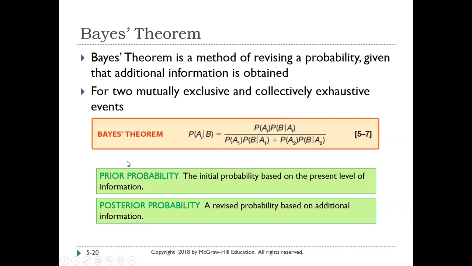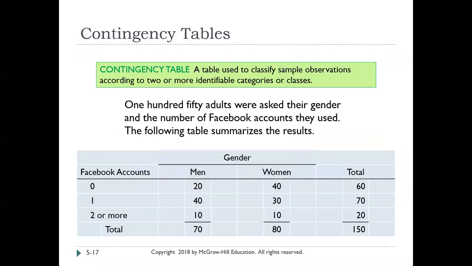And we have 2 definitions here. We have prior probability, which is the initial probability based on the present level of information, and then a posterior probability, a revised probability based on additional information. So for example, our prior probability is what's the probability that someone is a male, and then our posterior probability is what's the probability that someone is a male given they have no Facebook account. So let's go back to this table and think through how we would do this. Hopefully if you're watching right now, you'll be able to write this formula down and we'll be able to reference it. So let's go back to this contingency table.